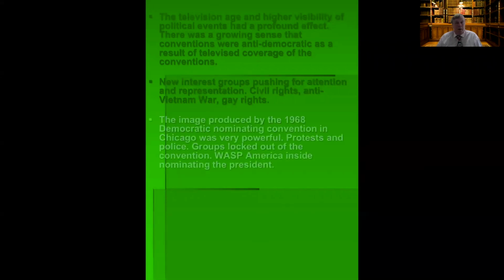The image produced by the 1968 nominating convention in Chicago was very, very powerful on television. There were protests and police, with the police beating protesters. The police were dressed in riot gear, and they had the clear plastic shields, and they were pushing crowds back. Groups were locked out of the convention. And that's the image that you get on television in 1968.